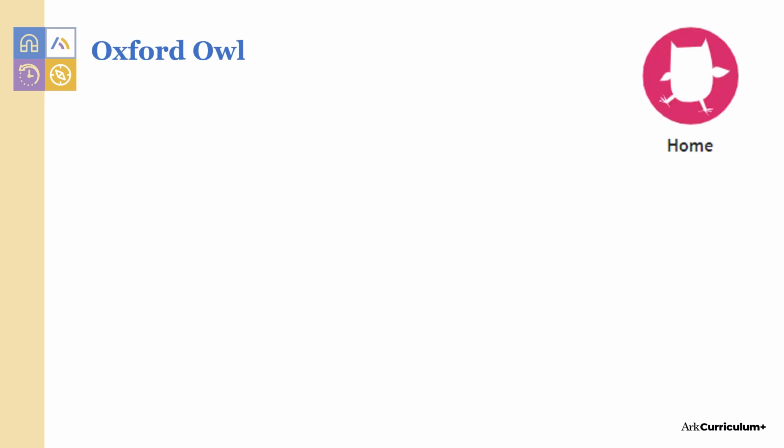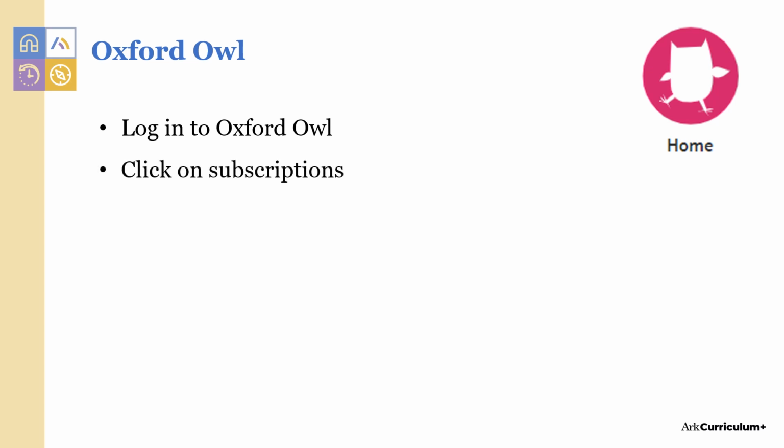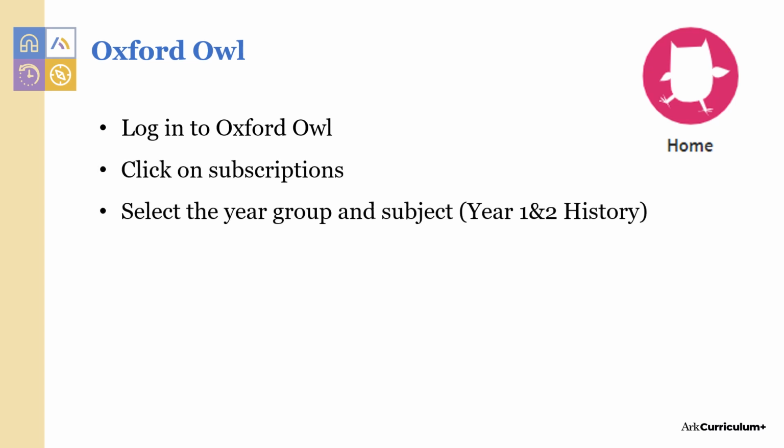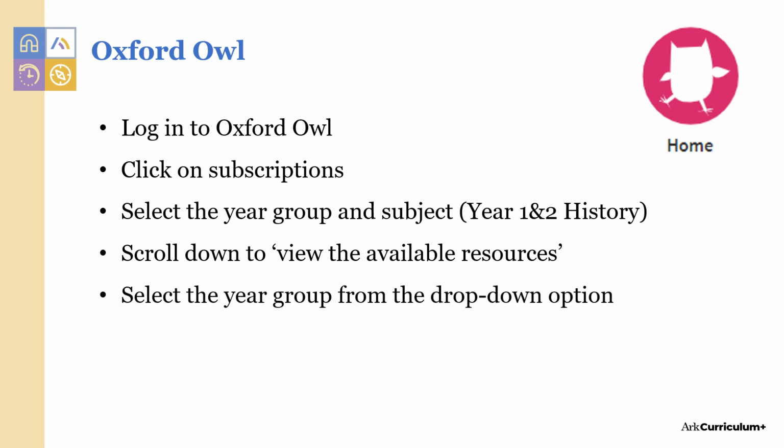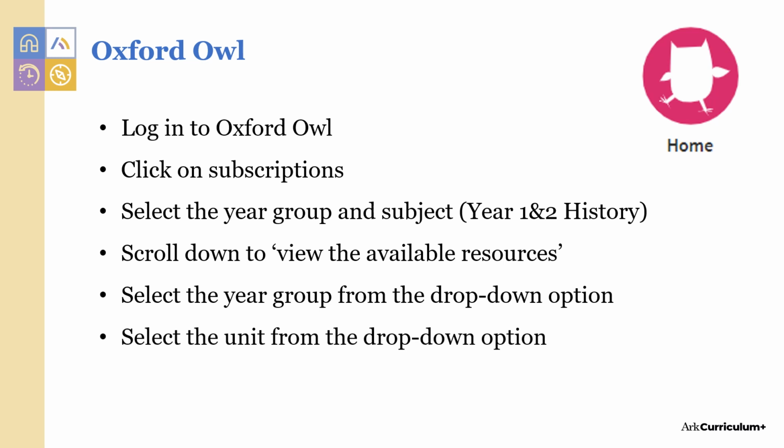To access the resources, you'll need to log in to Oxford OWL. Then click on the tab Subscriptions. Next, select the year group and the subject, in this case Year 1 and 2 History. Then scroll down to view the available resources and click. Select the year group from the drop-down option and select the unit from the drop-down option. Here you can download the resources for each lesson.